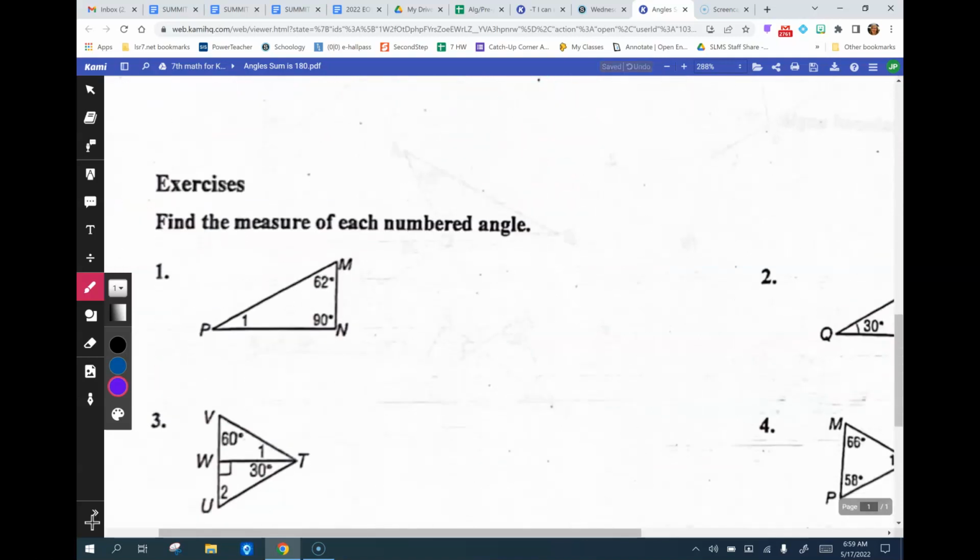Find the measure of each numbered angle here. I want you to try this one all on your own. So I'm going to pause the video. I'm going to have you start it, and then I'll come back in. Let's see if we're going in the same direction.